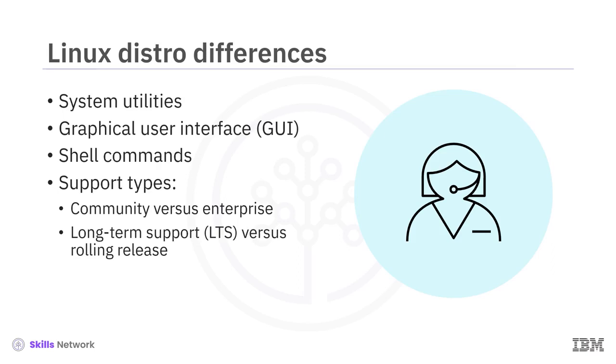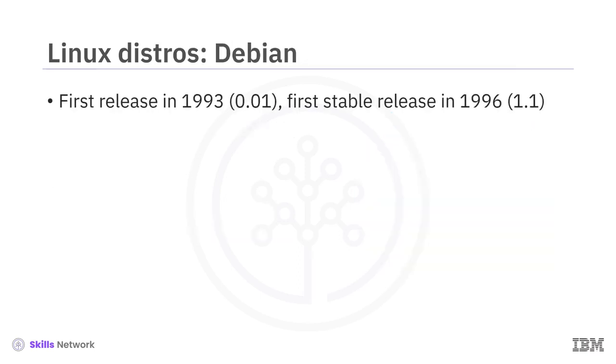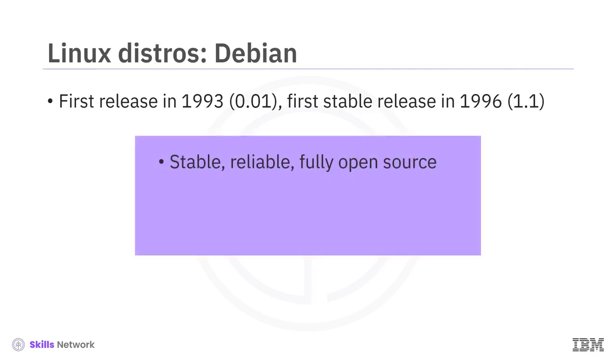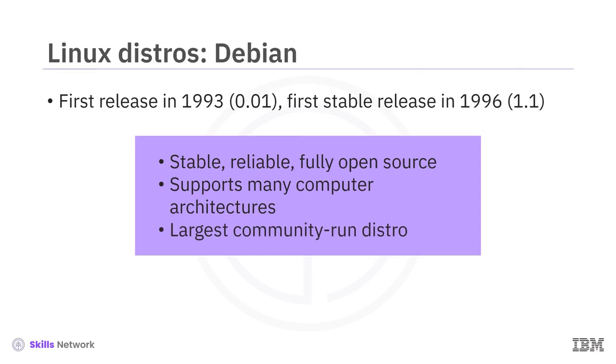Debian is one of the earliest rooted distros, with the first release in 1993 named version 0.01, and the first official stable release in 1996, version 1.1. It is known for being stable, reliable, and fully open source. It supports many computer architectures or types of hardware. These features result in Debian being highly regarded in the server space. And furthermore, Debian is the largest community-run distro currently available.